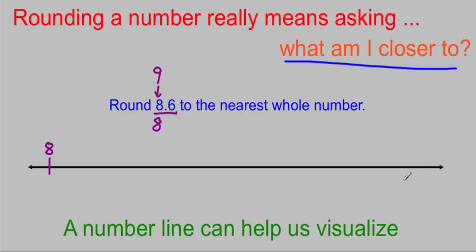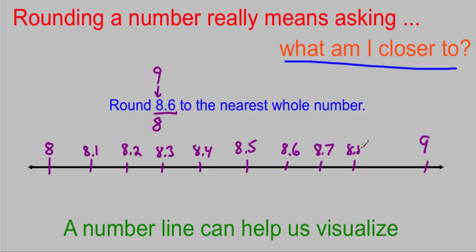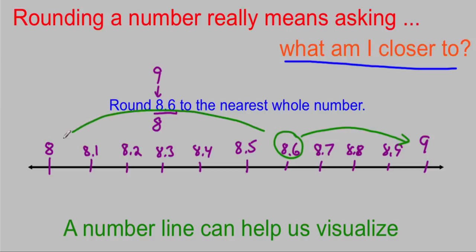So on a number line, we could put an 8 here and a 9 here, and then we could number our number line. In the middle, we'd have 8.5. Here we'd have 8.1, 8.2, 8.3, 8.4. Over here we'd have 8.6, 8.7, 8.8, and 8.9. So when we say we're rounding to the nearest whole number, what we're really saying is 8.6 is right here. Is it closer to round up to the 9, or is it closer to go back down to the 8? When we're rounding, we go to which one is closest.